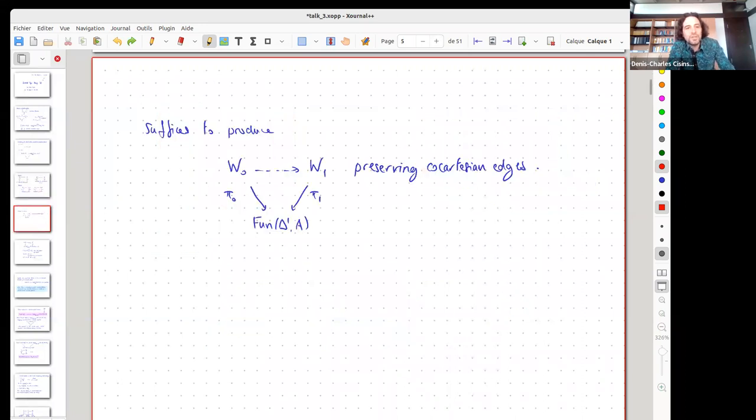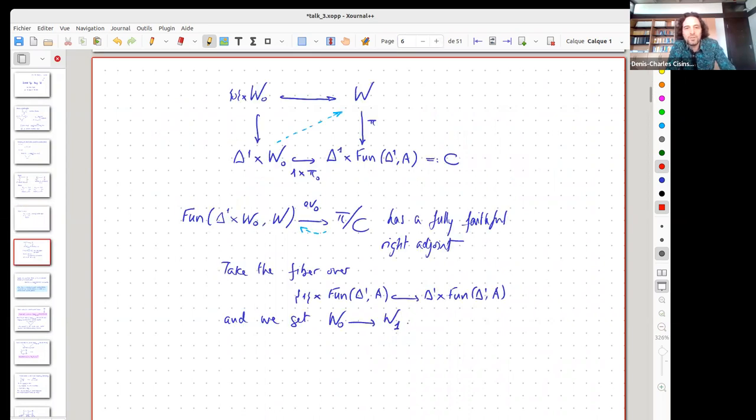Now once we have this, we want to produce a map from W0 to W1 which preserves co-Cartesian edges. This is obtained as follows. First we produce this commutative square and observe that it is just given by the data we started from. Basically W0 is embedded in W by construction because it's a fiber of the map pi, and then it is embedded in Delta one times W0. This notation is made to say that we use endpoint zero in Delta one to define this map.